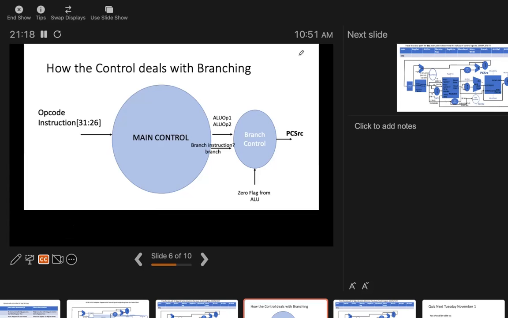Oh yeah, there's a 0 flag missing. Oh, my apologies. Something is missing, right? Thank you. That's why I would like for you to keep talking. Sometimes I find my own mistakes. For branching, the inputs are ALU op1, ALU op2, branch, and 0 flag, and the output is PC source. So this is the output, and these are the inputs.